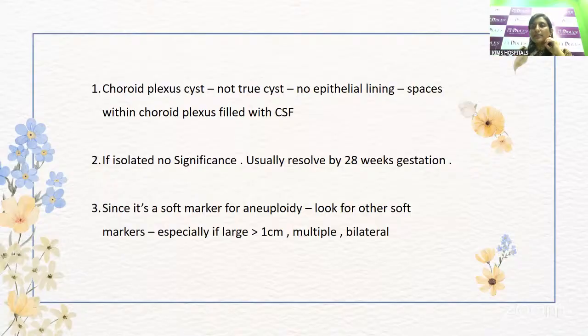A choroid plexus cyst is not a true cyst. There is no epithelial lining. It is only spaces within the choroid plexus filled with CSF. Most of them usually resolve by 28 weeks of gestation. Since it is a soft marker for aneuploidy, we need to look for other signs of dysmorphism and other soft markers for aneuploidy, especially if the size is more than 1 centimeter, or if they are bilateral and multiple.